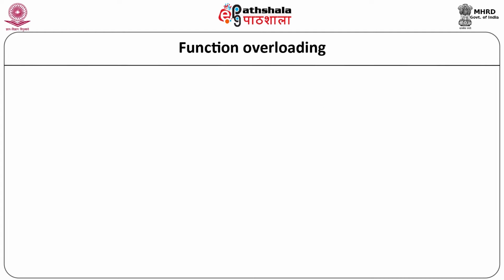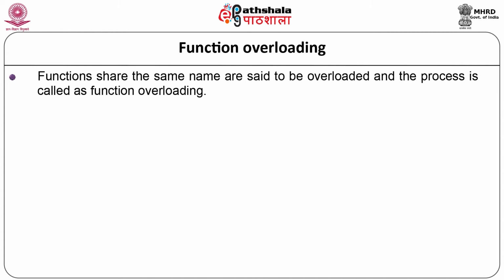In C++ programming, it is allowed to create two or more functions with the same name, but their parameter declarations should be different. Hence, the functions that share the same name are said to be overloaded and the process is called function overloading. It is also known as function polymorphism in object-oriented programming. It is possible for the user to create a set of functions with the same names, but the number and types of the parameter list should be different in each function with the help of function overloading.